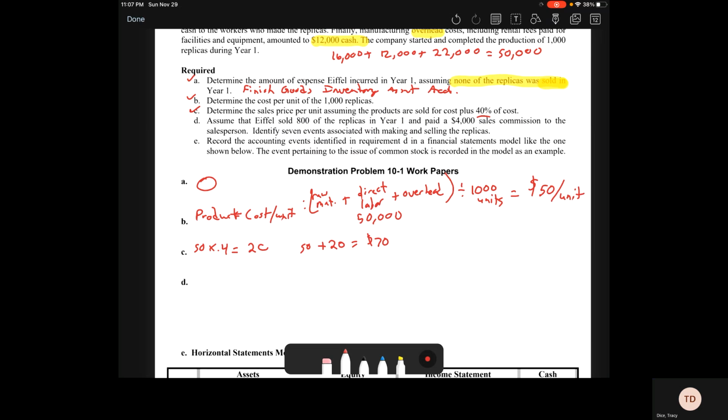Part D. Assume that Eiffel sold 800 of the replicas in year 1, and we paid a $4,000 sales commission. All right, so let's figure out that step. So if we sell 800, what is our cost of goods sold going to be? Before we get to the next part, let's just figure that out. So if we have 800 sold and our cost of goods sold is 50 per unit, we should find that our COGS is 40,000.